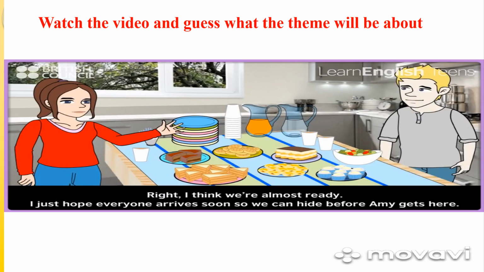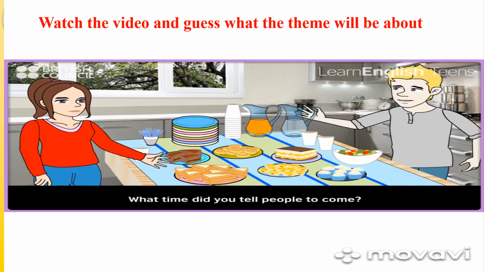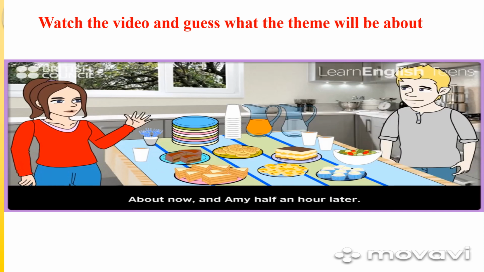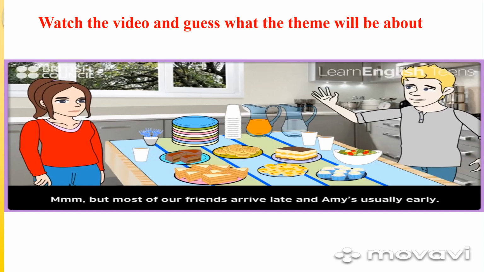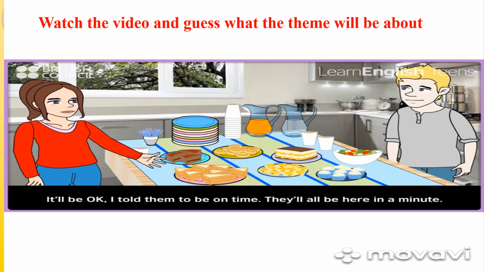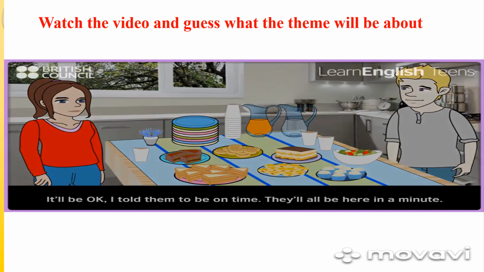Right. I think we're almost ready. I just hope everyone arrives soon so we can hide before Amy gets here. What time did you tell people to come? About now, and Amy half an hour later. But most of our friends arrive late, and Amy's usually early. It'll be okay. I told them to be on time. They'll all be here in a minute.